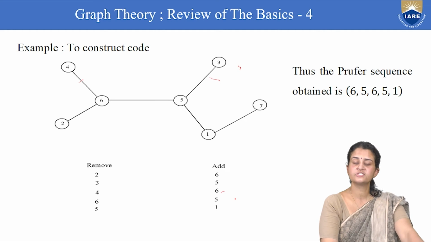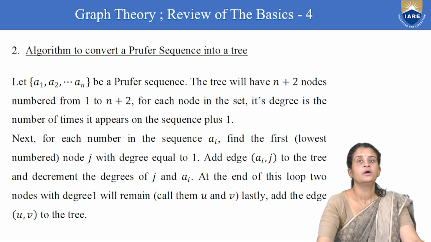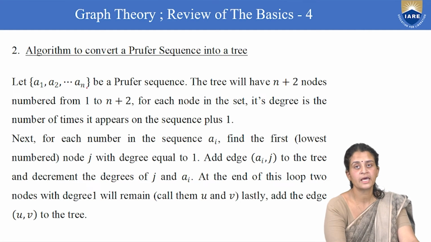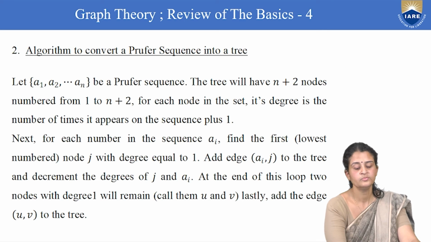Okay. Now I hope getting a Prüfer sequence from a given tree is okay. Now we'll see how to convert a Prüfer sequence to a tree. Let A1, A2, up to An be a Prüfer sequence. We have already seen that when a tree is given with n vertices, the Prüfer sequence will contain n minus 2 points. Suppose we are given this sequence A1, A2, up to An, then the tree will have n plus 2 nodes, numbered from 1 to n plus 2. For each node in the set, its degree is the number of times it appears in the sequence plus 1.